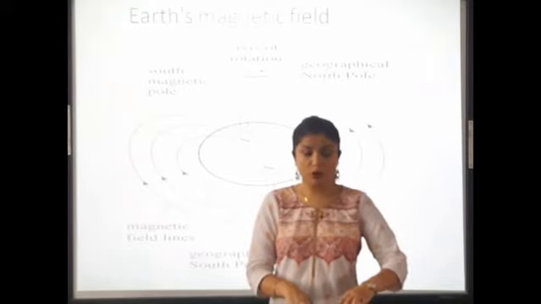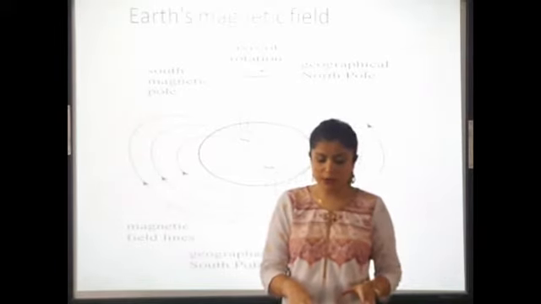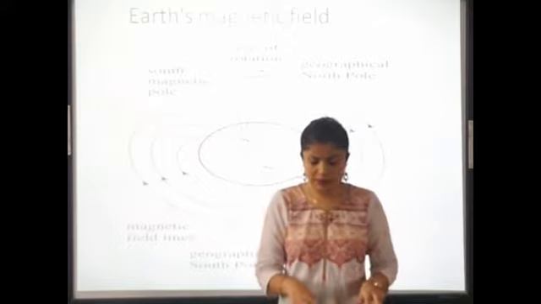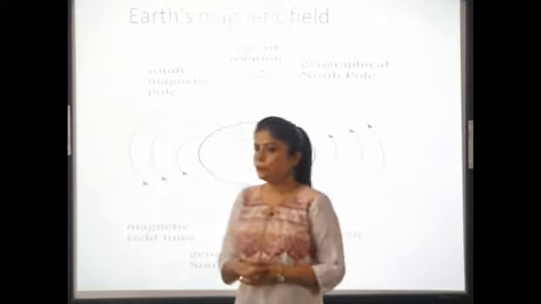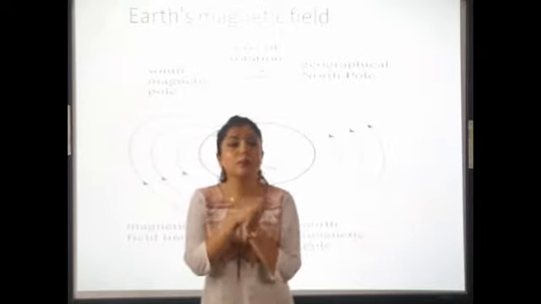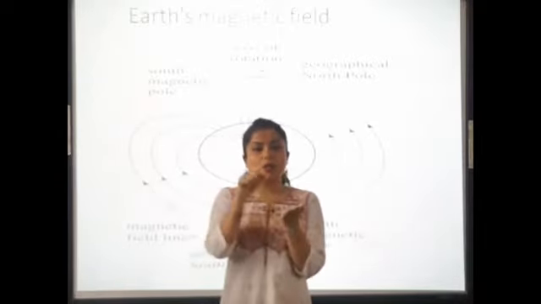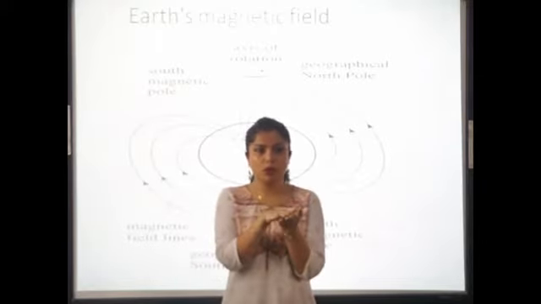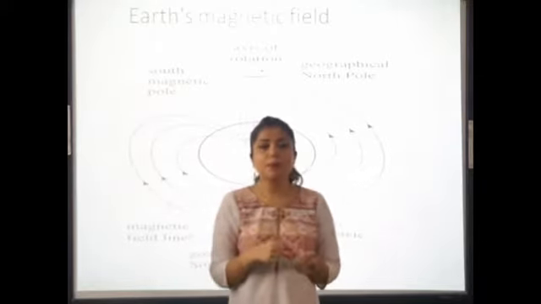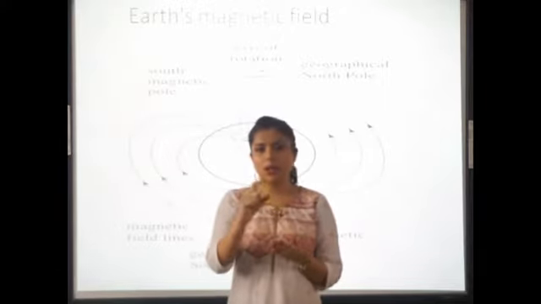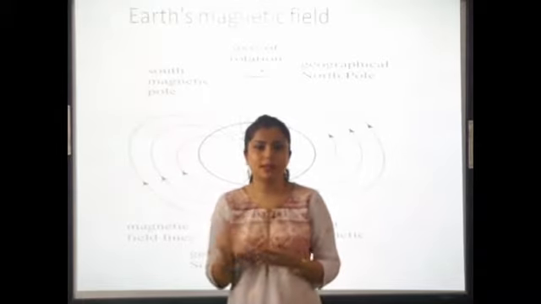The south pole of the magnet points towards the North pole of Earth's magnetic field. Now, if you have a compass in your hand, the tip of the compass will point towards the North pole. So actually, the tip of the compass is north, and the tail of the compass is south.